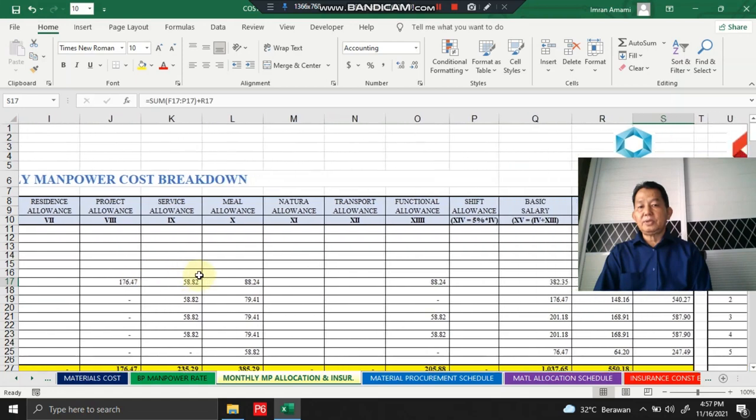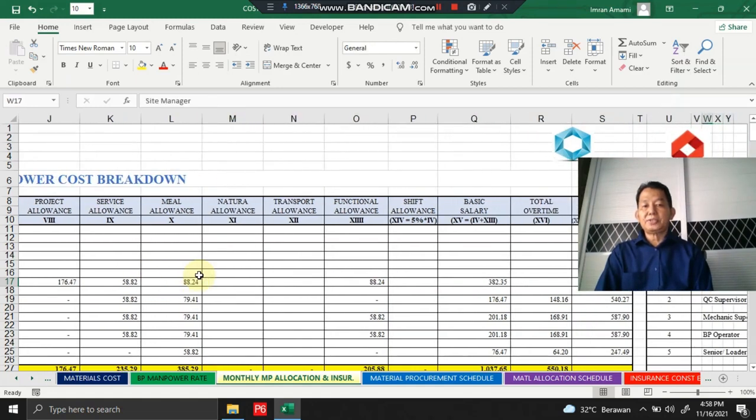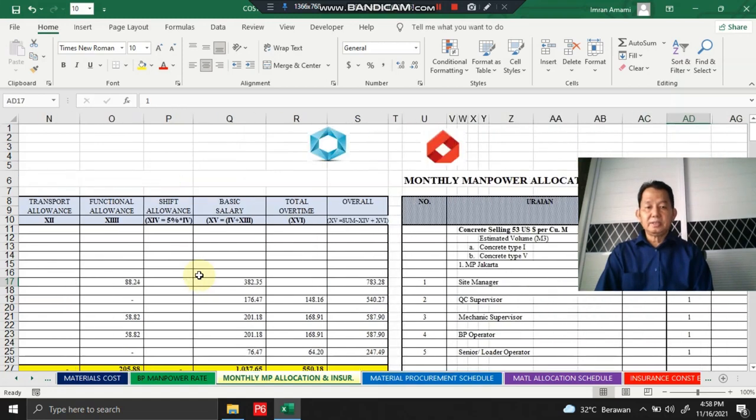natural allowance, transport allowance, functional allowance, ship allowance. This is the total basic salary. Yes, this is the estimated total overtime, and this is the overall cost for its personnel.